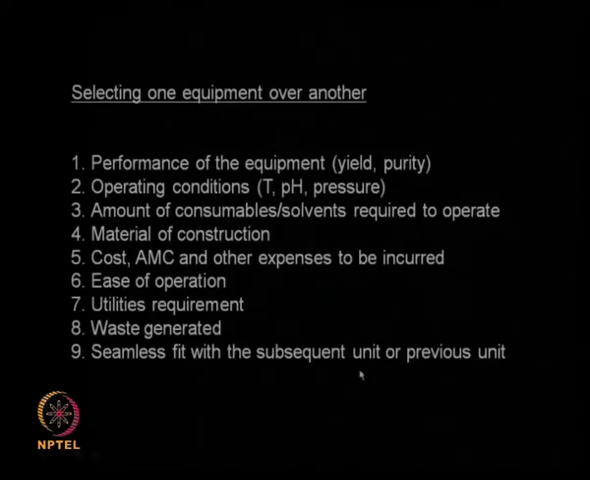Seamless fit with the subsequent unit or previous unit, because I showed you many flow sheets where you have one unit operation which goes into another unit operation which goes into another. So when I buy a downstream equipment, how will it fit into the next downstream? If I am heating in one unit and the next unit is cooling, then obviously from the high temperature I need to bring it to the low temperature. So it is not exactly matching with each other.